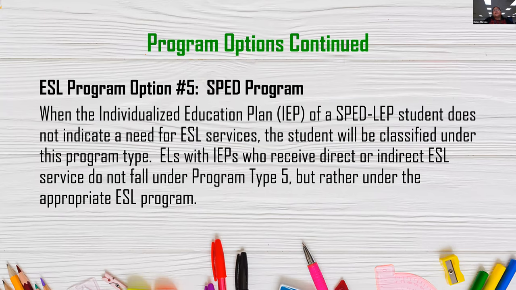Now, the next one is program option five, which is the SPED program. When the IEP, or the individualized education plan, of a SPEDLEP student does not indicate a need for ESL services, the EL will be classified under this program type. ELs with IEPs who receive direct or indirect ESL service do not fall under program five, but rather under the appropriate ESL program that I had mentioned to you earlier, whether it's pullout, whether it's sheltered, whether it's consultation. So that would be that determination.